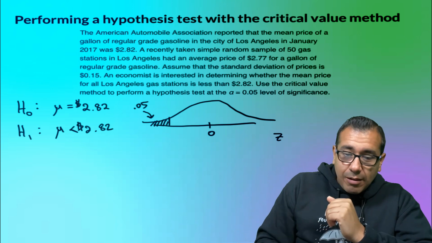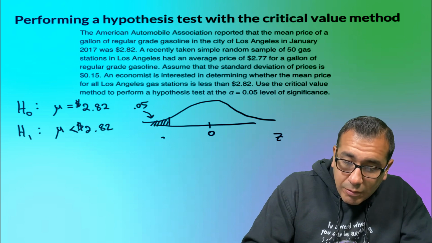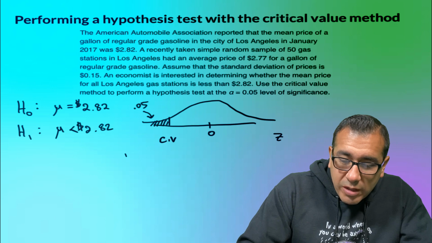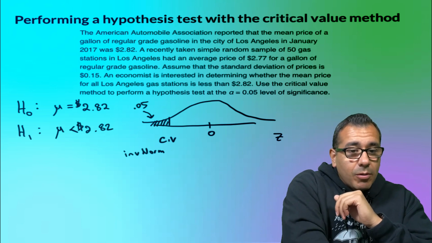All right, so this is what we do. Go ahead, take out your calculators, and we're going to find the critical value, I'll call it CV. We're going to use the program inverse norm from our calculator. So how do we find it? Let's go to my calculator. Let me record this so you guys can see.